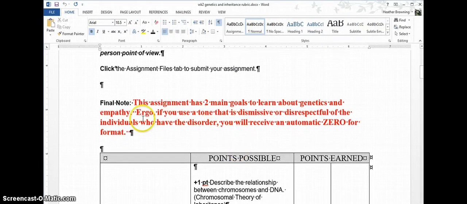Okay, and this is a final note. It seems unnecessary, but sadly it's necessary. This assignment has two main goals: to learn about genetics and empathy. If you use a tone that is dismissive or disrespectful of the individuals who have the disorder, you will receive an automatic 0 for format. I know this seems unnecessary to say, but sadly in the past I have had students that talked about individuals who are suffering from a disorder list that they discussed in detail, and it was very obviously the tone rather made it feel that they thought that these people were subhuman.